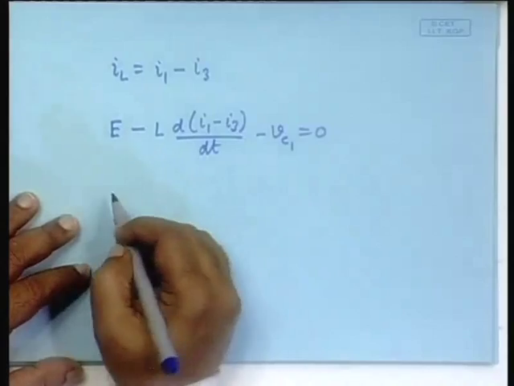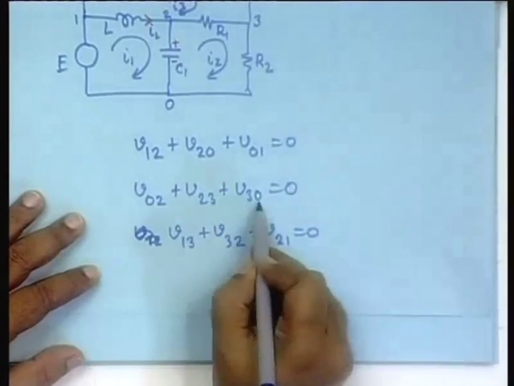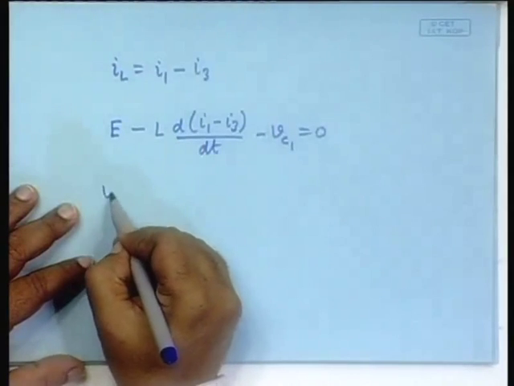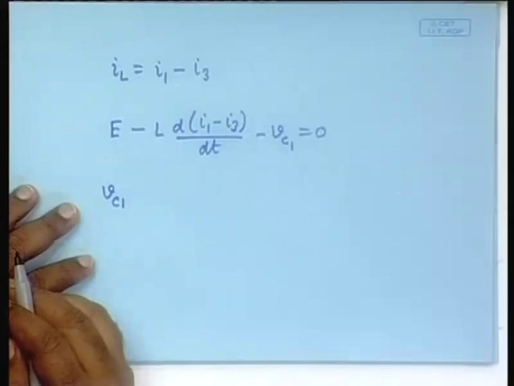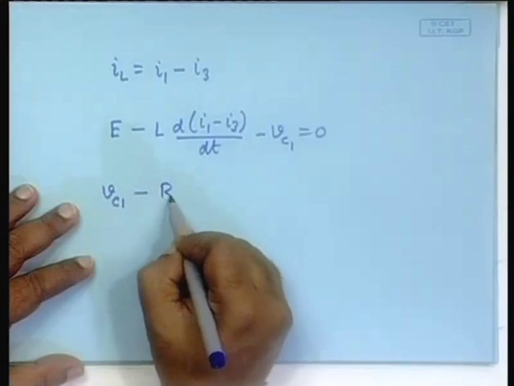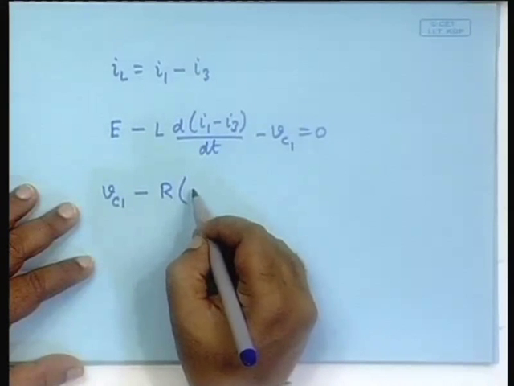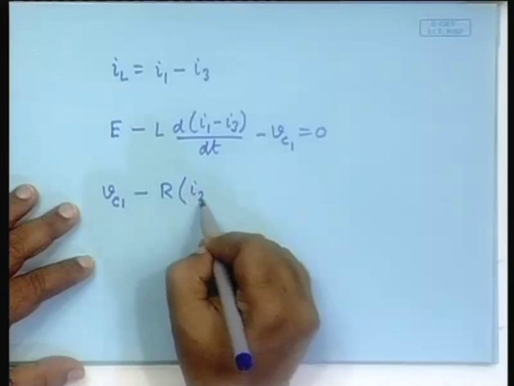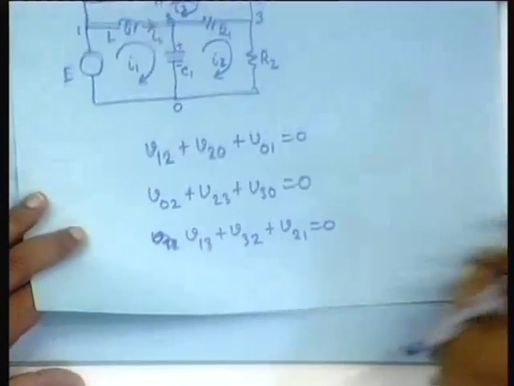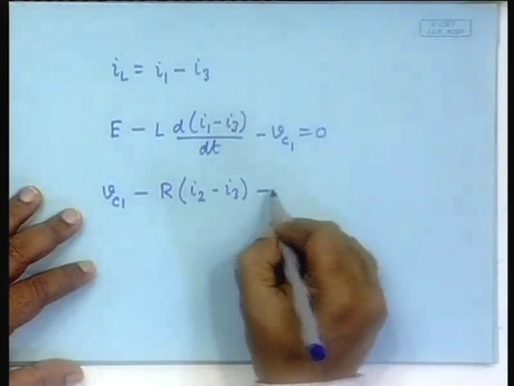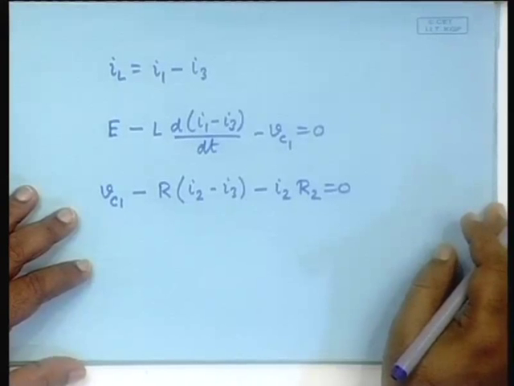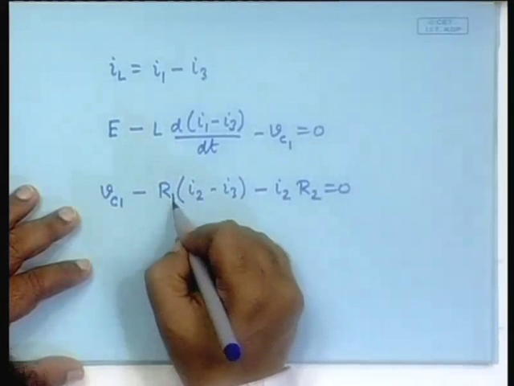Second equation becomes, it was this, this. So, we go up along the Vc1, minus the drop. So, minus R, it will be I2 minus I3, this one, I2 minus I3, minus I2 R2 is equal to 0.